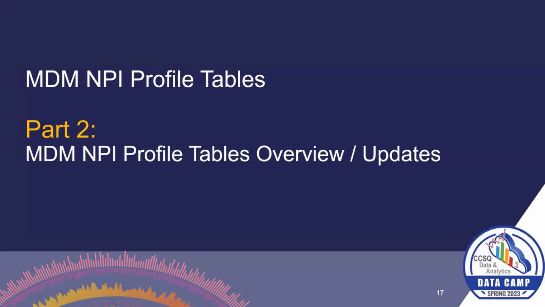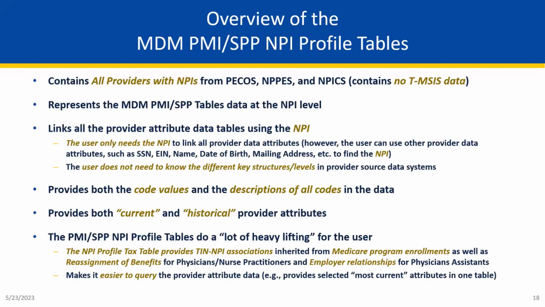Moving on, let's talk about our NPI profile tables. So NPI profile tables, today the data is represented at NPI level. What that means is if you have an NPI, then we always recommend to use NPI profile tables. And they have data from PECOS, and we are planning to add more sources in our future releases. But at this point, we only have data from NPES, PECOS, and NPES.